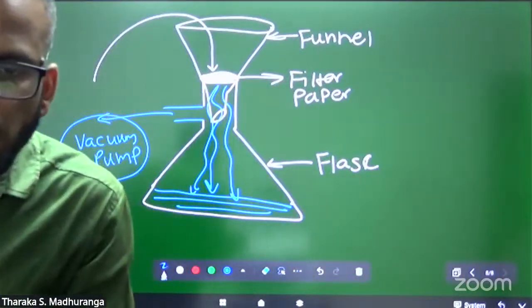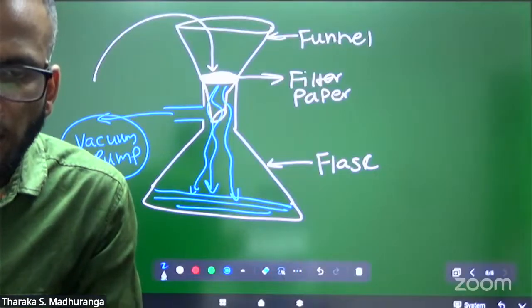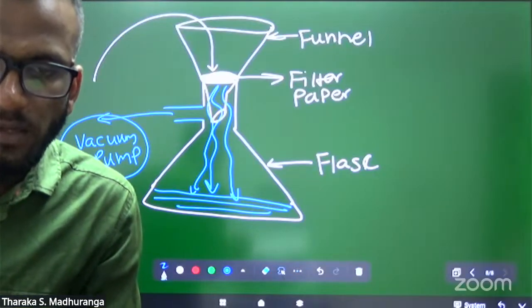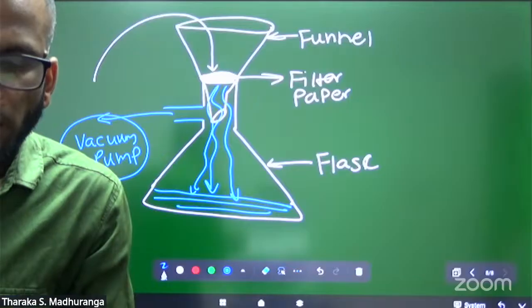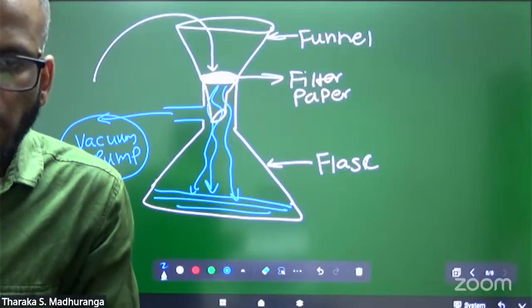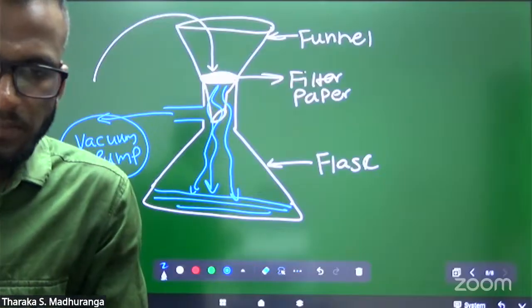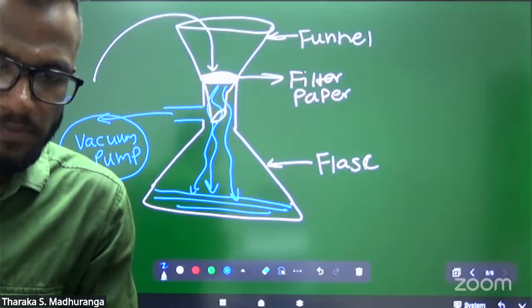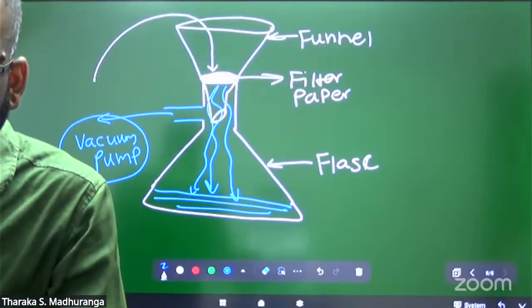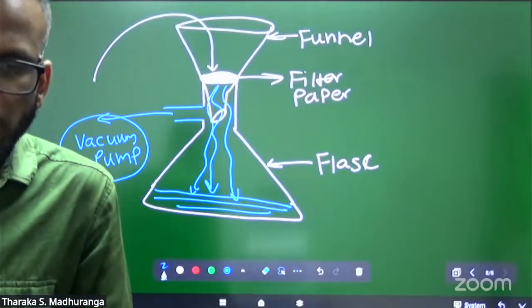What are the impurities that came out through the vacuum pump? We don't know what the impurities are. Somehow they are not the compound. Impurities, we don't know what the types are, actually.